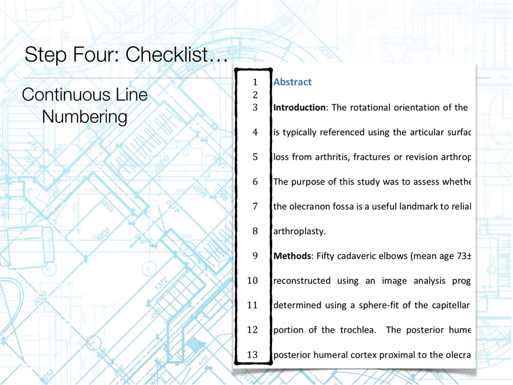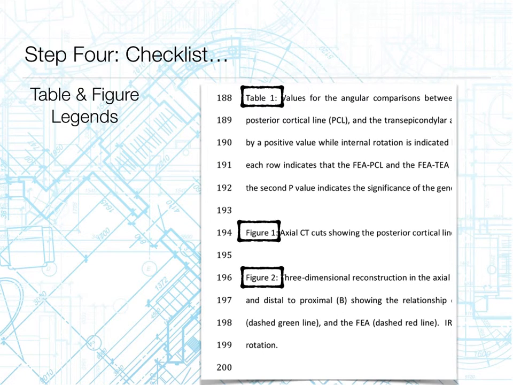Another thing most journals want you to do is to add continuous line numbering to your manuscript. This makes it easier for reviewers to note where they want changes. In Word, it's typically a function under paragraph or document formatting.